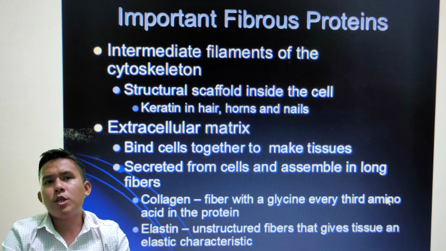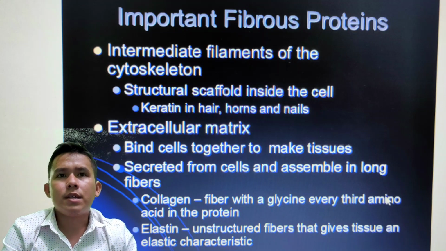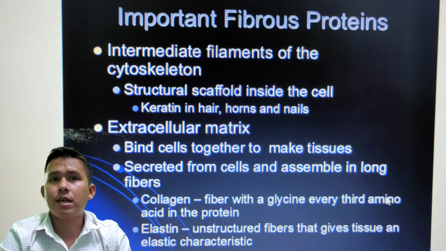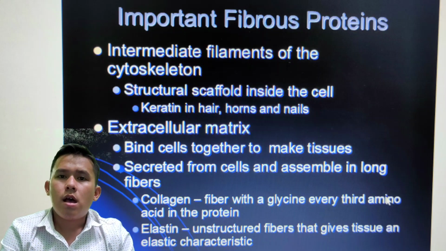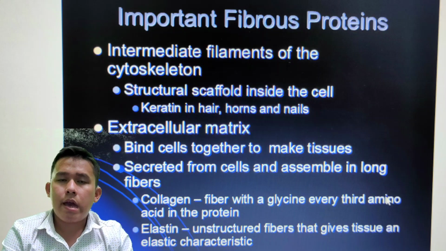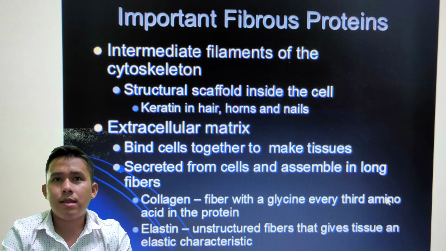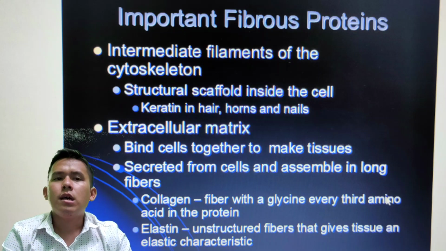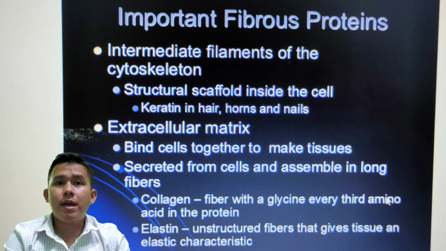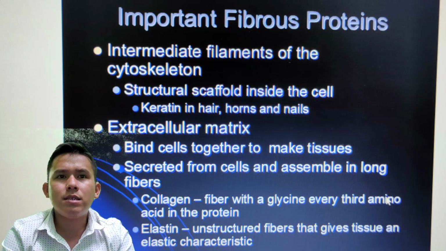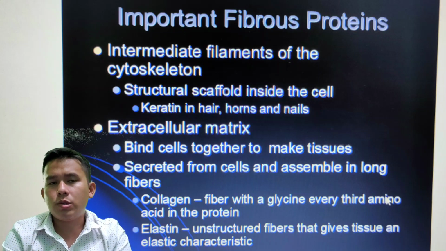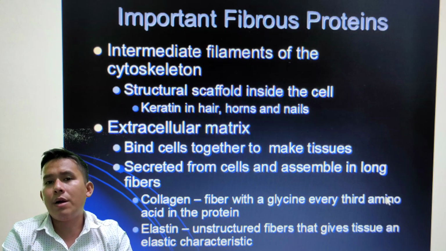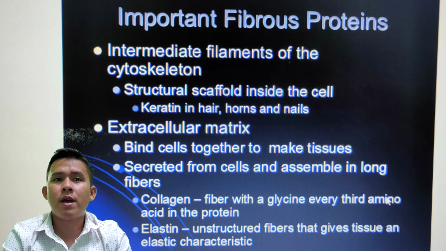Fibrous proteins are important for the intermediate filaments of the cytoskeleton, the structural scaffold inside the cell. Keratin in hair, horns, and nails are also examples of fibrous proteins. In the extracellular matrix, fibrous proteins bind cells together to make tissues; they are secreted from cells and assembled into long fibers. We have the following fibers here.